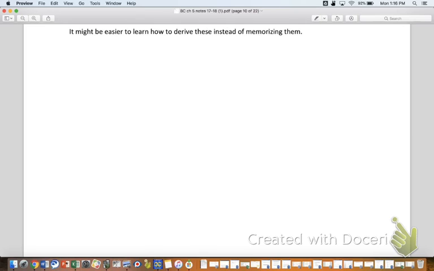So which one do you guys want to do? You want to do arc sine, arc cosine, or arc tangent? Say again? Arc sine? Okay, fair enough. So here's how you derive the derivative of arc sine. So here's our goal. Our goal is to find the derivative of arc sine of u over a.